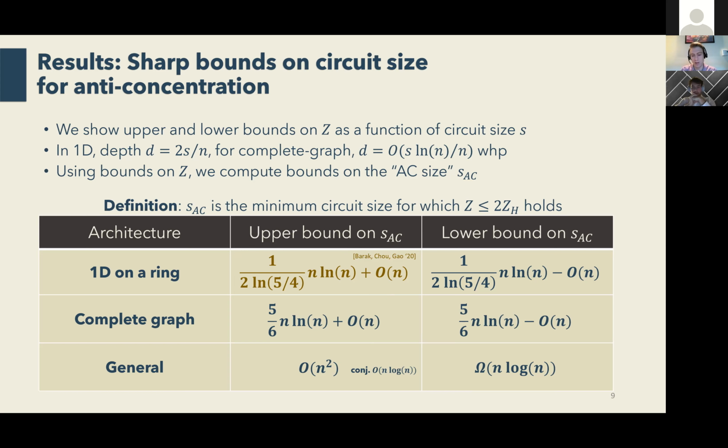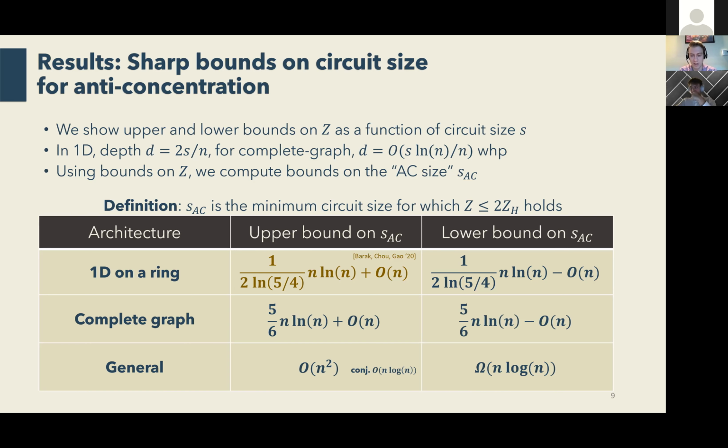And then in general, importantly, we show a lower bound of order n log n, which means that no matter how you arrange the gates of your circuit, you need at least order n log n of those gates in order to possibly have achieved the anti-concentration property. Additionally, on the upper bound side, we show a weak upper bound of order n squared gates, although we conjecture that this can be improved to n log n in general, assuming only a weak condition that the circuit is relatively connected. You can't have a completely disconnected random circuit and expect it to anti-concentrate.